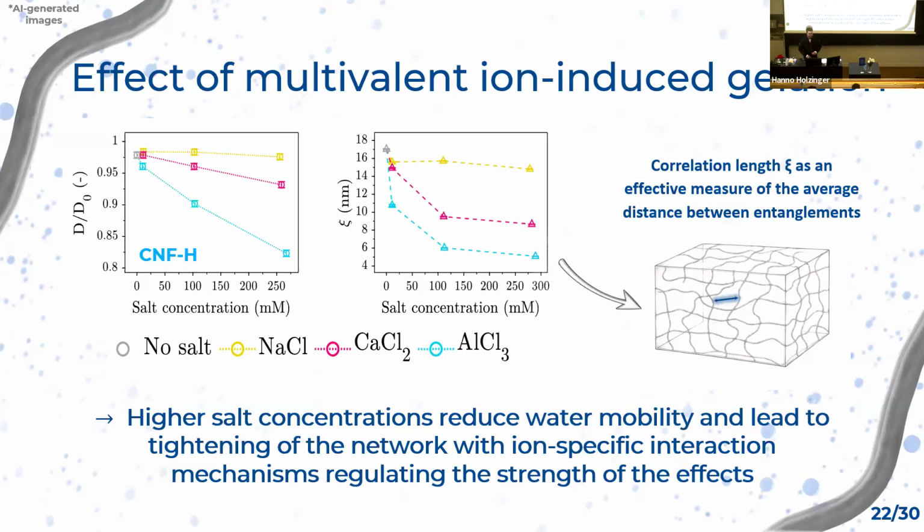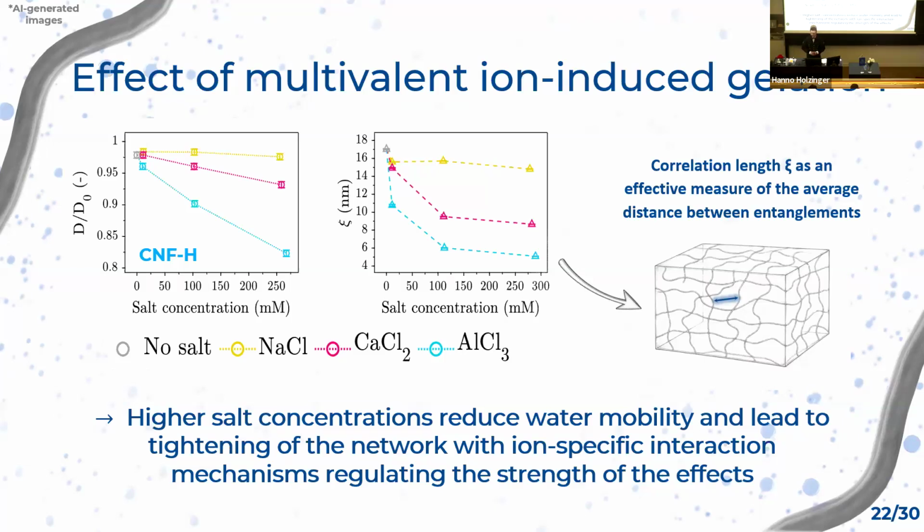With aluminium ions now, shown by the blue lines, also showing the strongest decreases in correlation length and diffusion, we get a really strong suggestion that the complexation, so how these aluminium ions interact and coordinate with the carboxyl groups, and the overall network confinement start to play a huge role in hindering water diffusion.